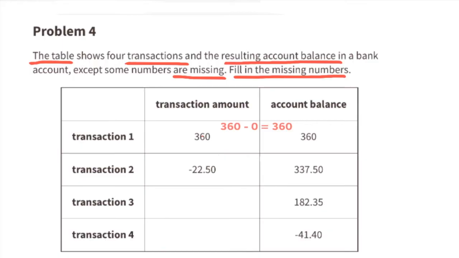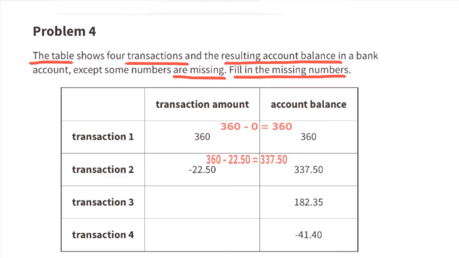The second transaction, they withdraw $22.50. That means we need to subtract $22.50 from $360. That leaves us with the new account balance at $337.50.